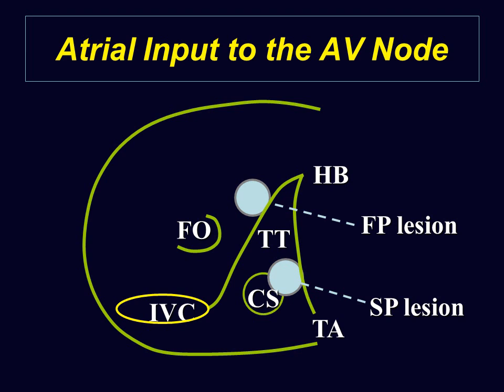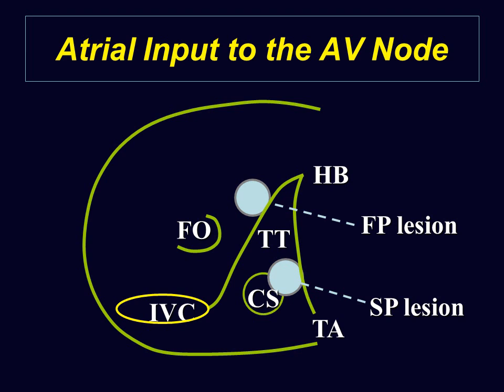Obviously, one should understand some of the anatomy for this, and you can see this is the triangle of Koch. This is the extension of the eustachian ridge called the tendon of Todaro. Here's the septal leaflet of the tricuspid annulus and the base formed by the coronary sinus, and the slow pathway is typically around the CS.